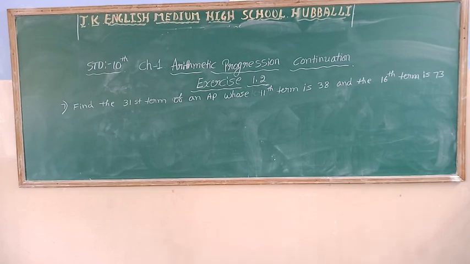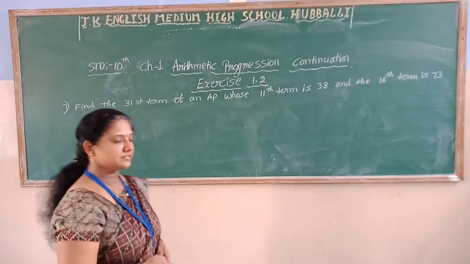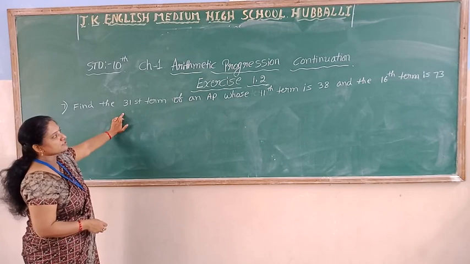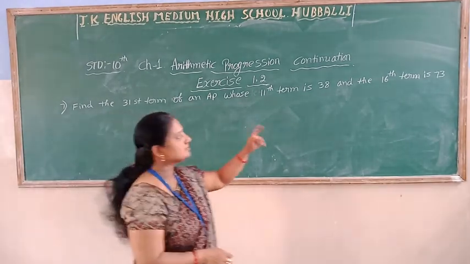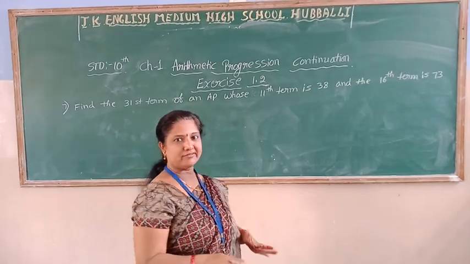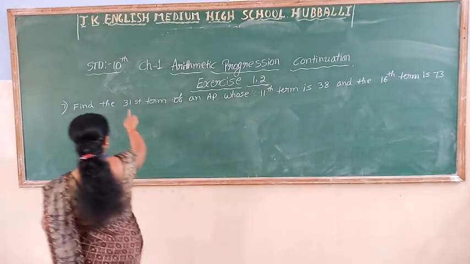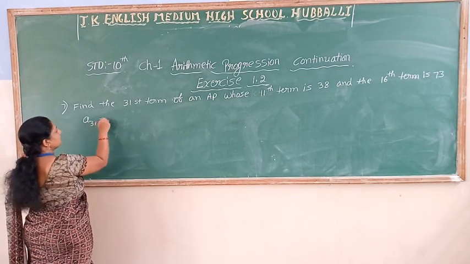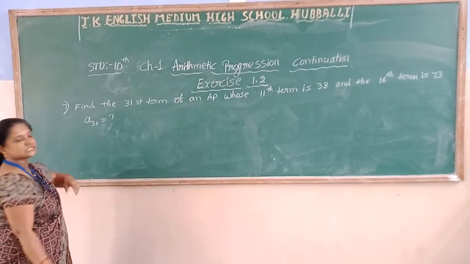Next question is the seventh question. Find the 31st term of an AP whose 11th term is 38 and the 16th term is 73. So we don't know the A value, D value here. They gave this, and we have to find the 31st term, so we need to find out A and D. What they gave now: the 11th term is 38.